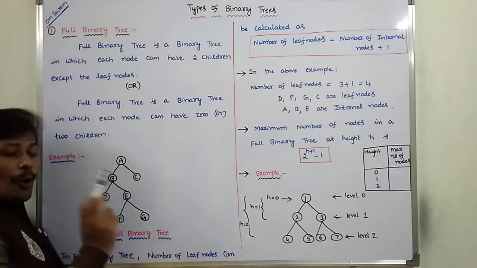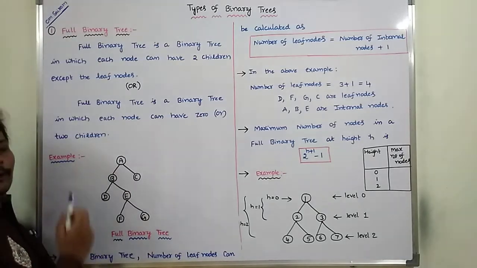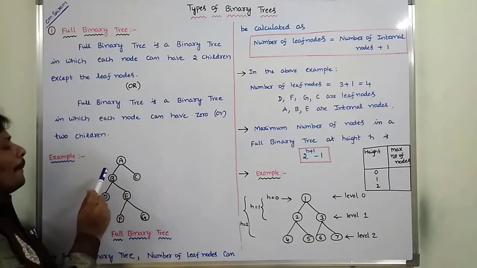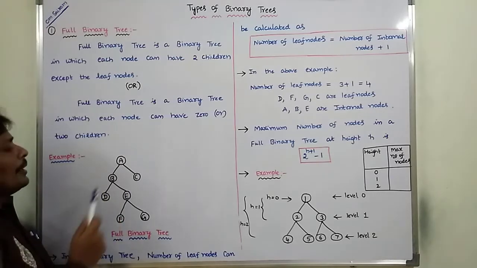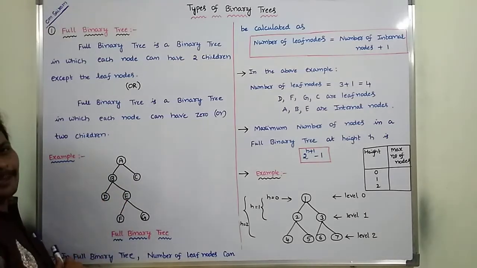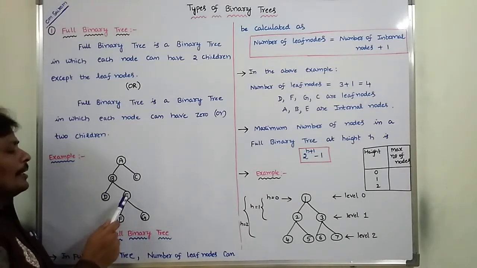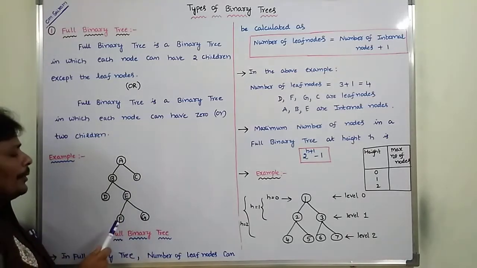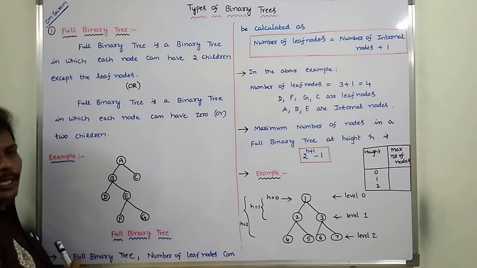Each node can have 2 children except the leaf nodes, according to the first definition. So node A has how many children? B and C, 2 children. Node B has 2 children, D and E. Node C has 0 children. Node D has 0 children. Node E has 2 children, F and G. Node F has 0 children. Node G has 0 children.